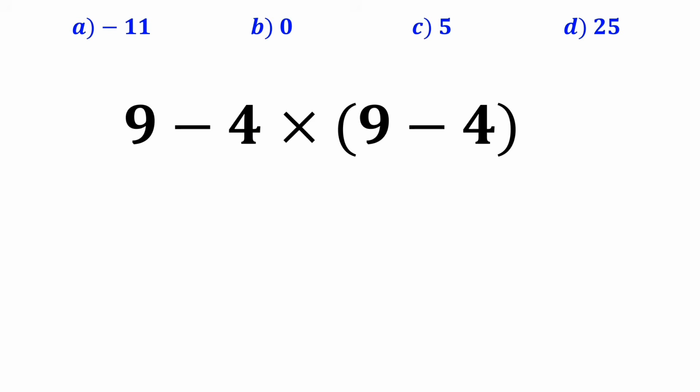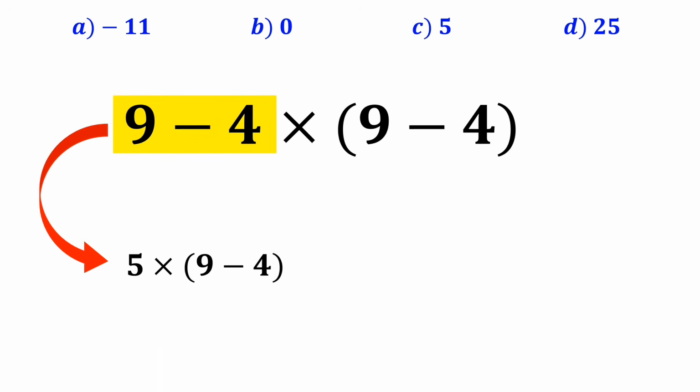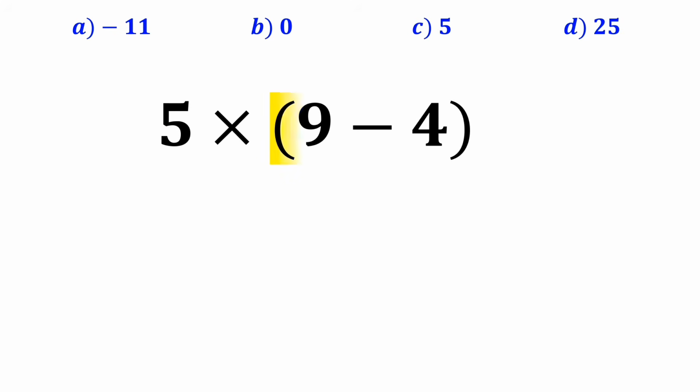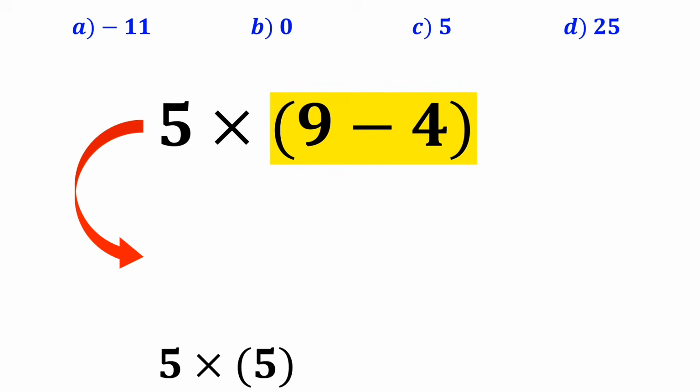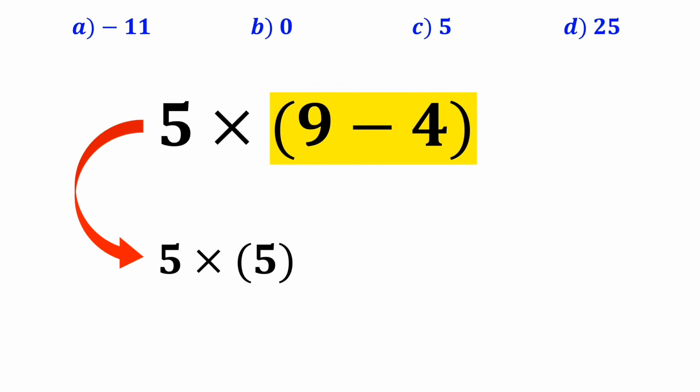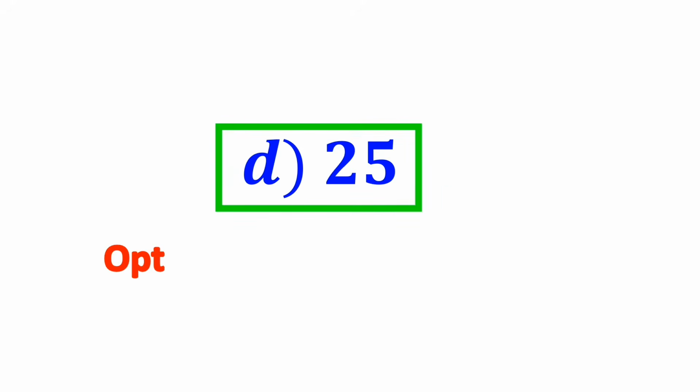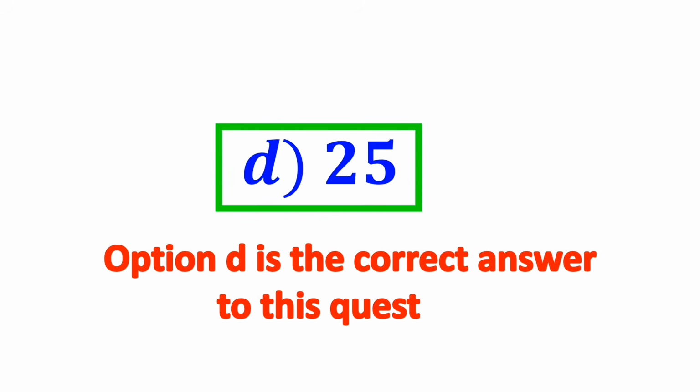In the first step, most people subtract 9 minus 4 that I've highlighted in yellow. So it becomes 5 times open parenthesis 9 minus 4 close parenthesis. In the next step, they calculate 9 minus 4 inside the parenthesis, which becomes 5 times 5, and finally the answer becomes 25. Then, without any hesitation, they say that option D is the correct answer to this question.